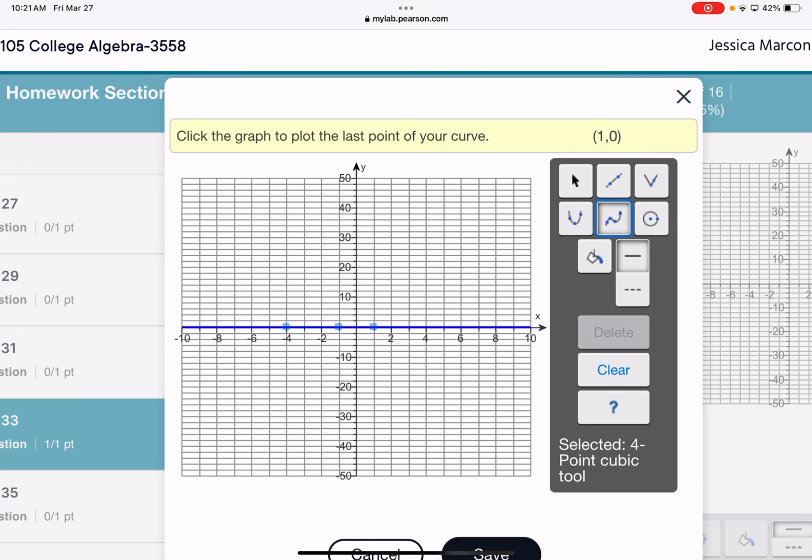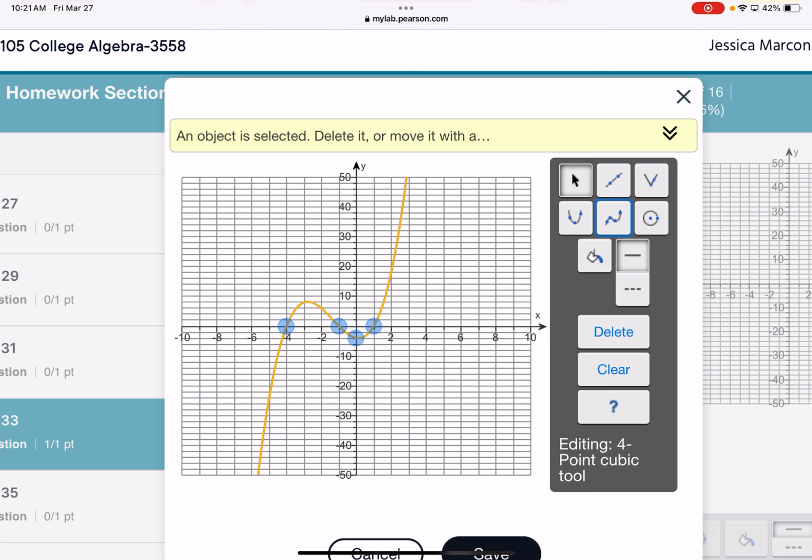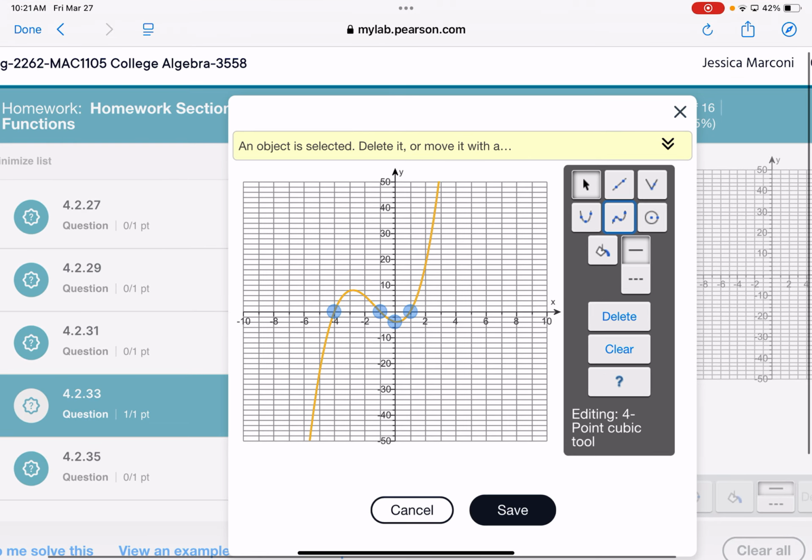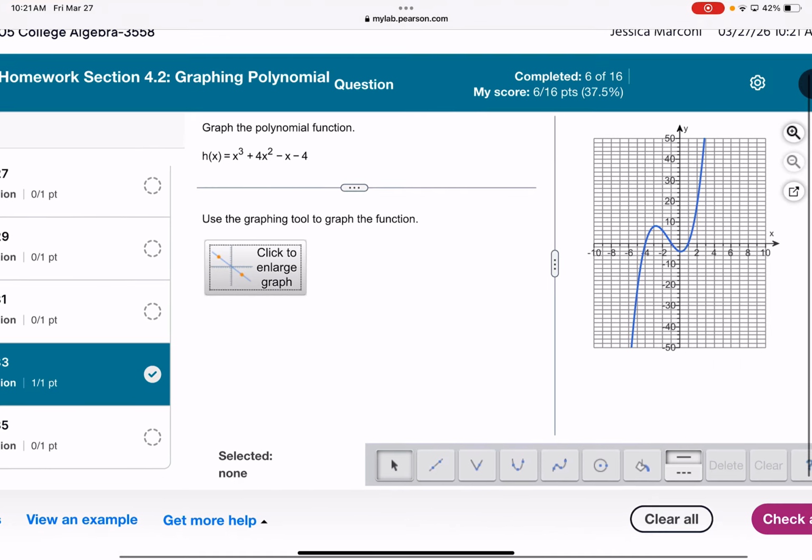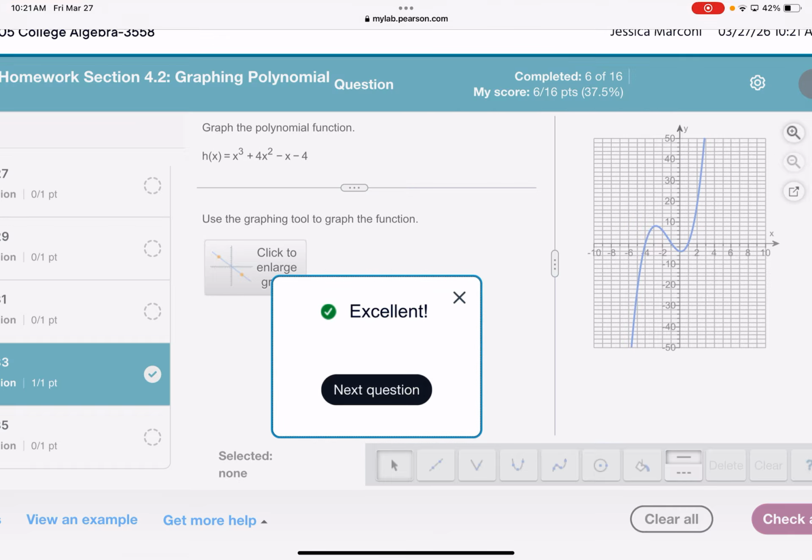So now I'll just plot that point, (0, -4), to 4, 2, 4, 6, 8. Okay, that was right. And see, everything else it just did for me. And that's it. I'm done. Let's check it. Excellent. Try again.